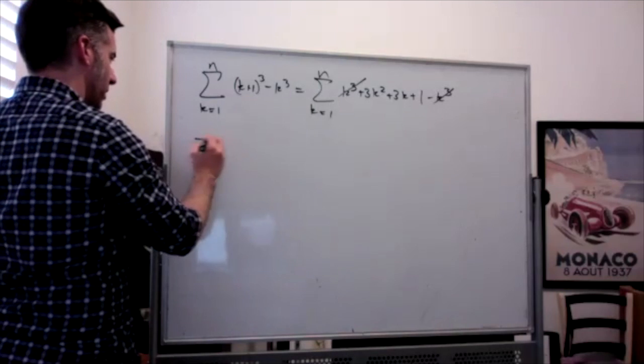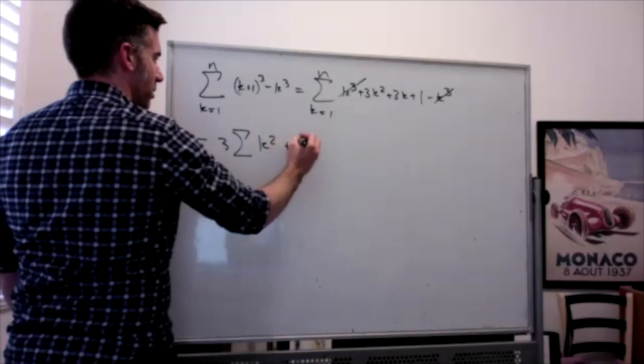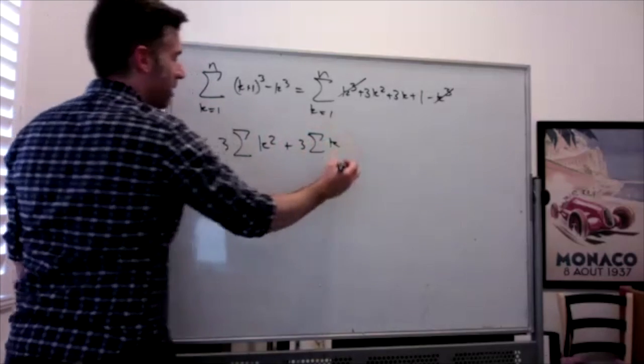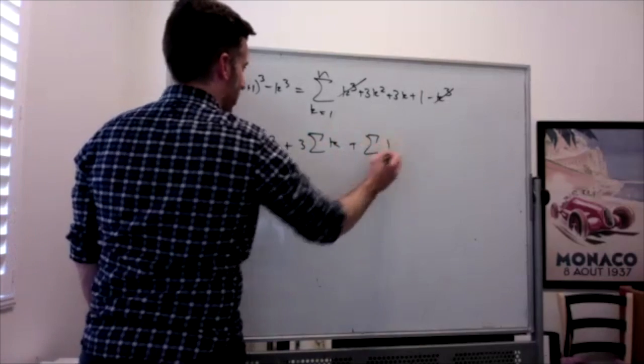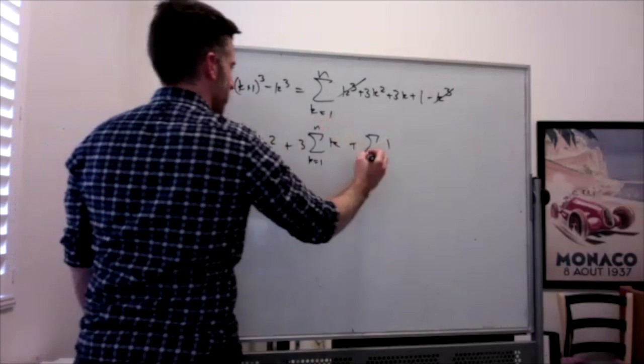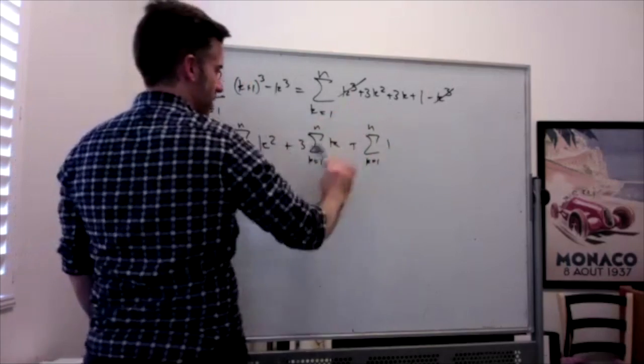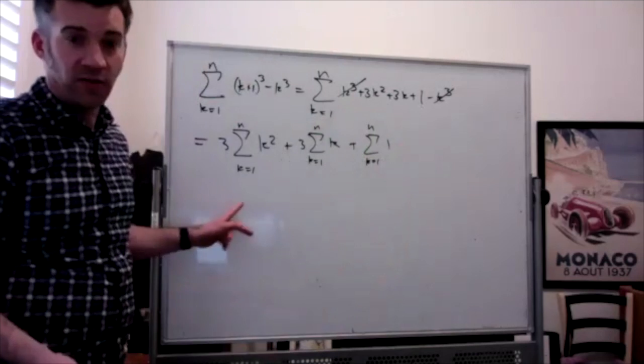Right, I'm going to break this up as 3 times the sum of k squared plus 3 times the sum of k plus the sum of 1. Right, because this is 3k squared, 3k, 1. And now we're going to use the formulas for those.